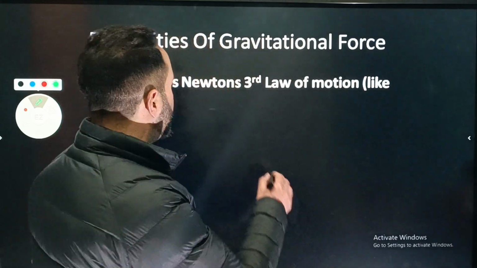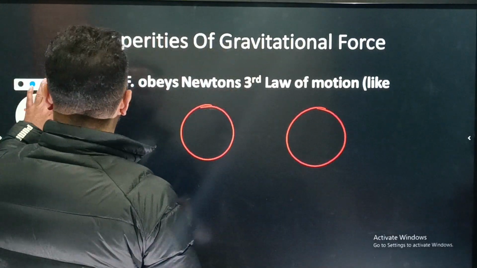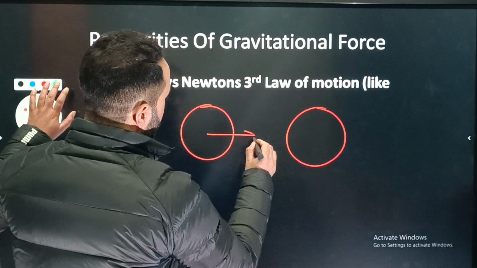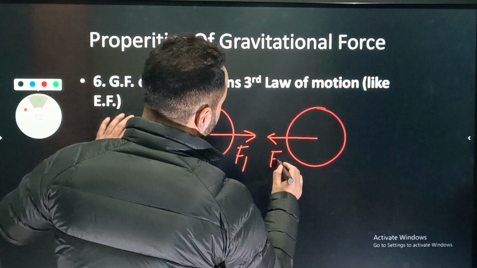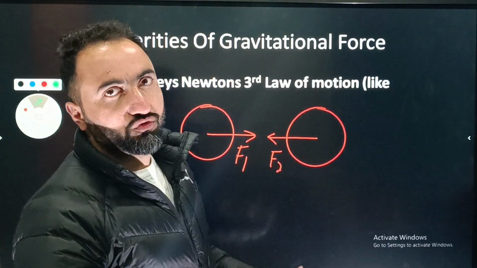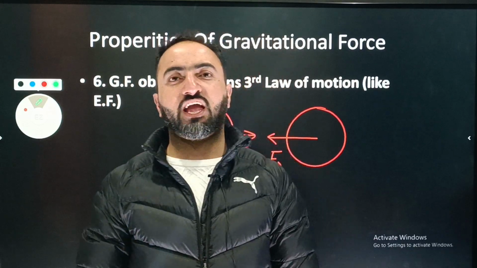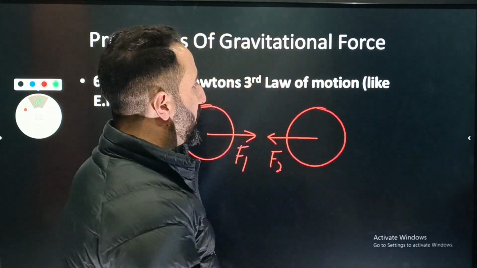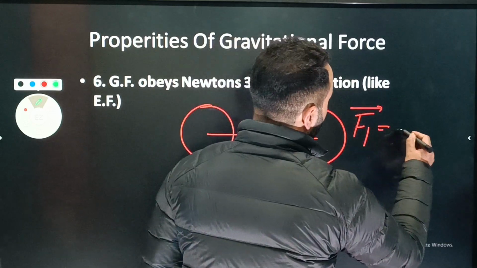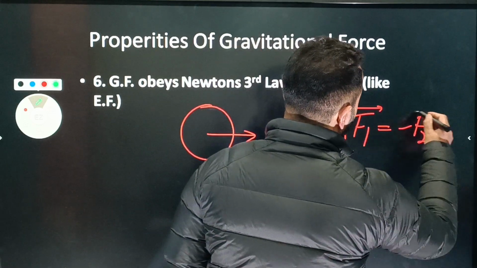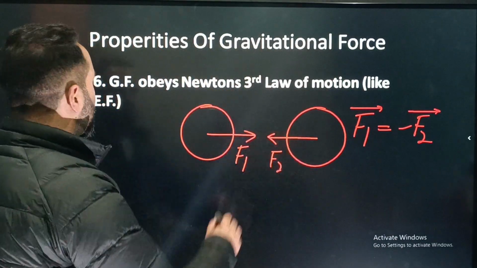So simply, here we have two particles. Pay attention here. How many forces are there? 2 forces. For example, this here is F1, this here is F2. F1 is the force on particle 1, F2 is the force on the second particle. These two forces have the same magnitude and opposite direction. Mathematically we can write it like this: F1 vector is equal to minus F2 vector. So their magnitude is the same, but the direction is opposite. These two forces form an action-reaction pair.